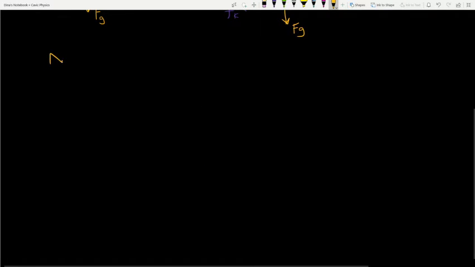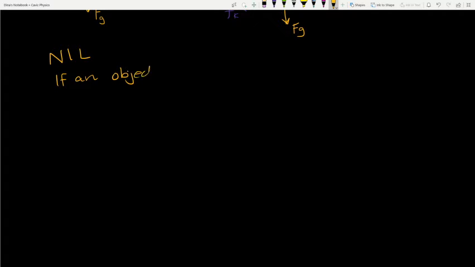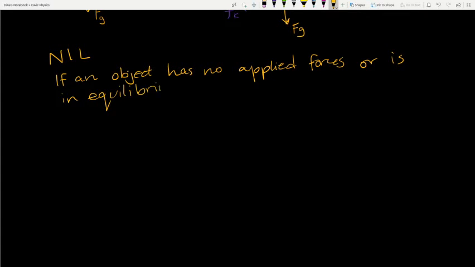Newton's first law, I'm going to call it N1L. Let's say if an object has no applied forces or is in equilibrium, we're writing it a little bit differently than you may have seen it before.